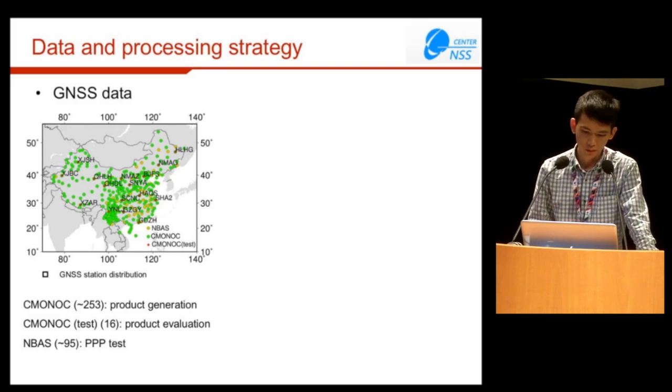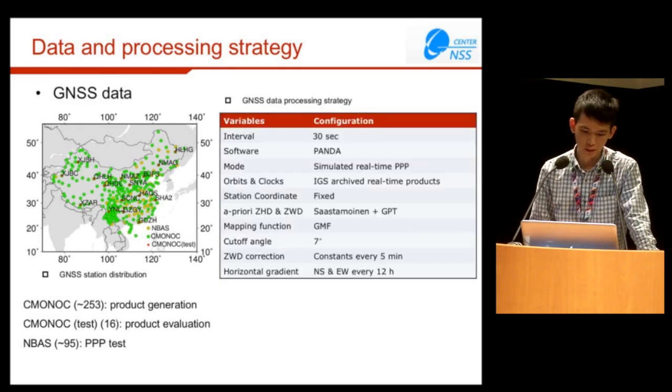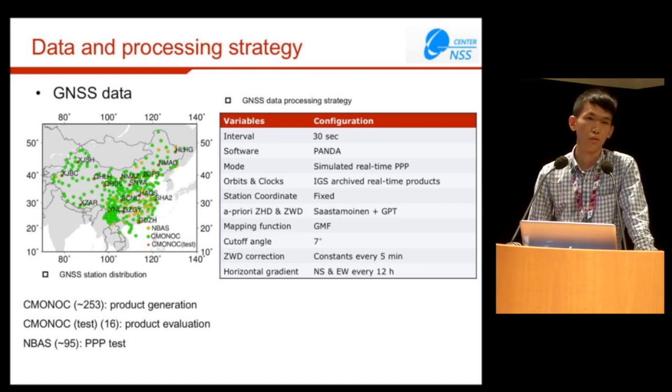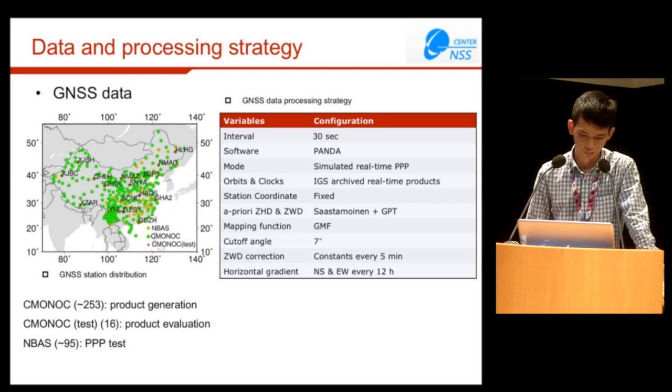This table gives the GNSS data processing strategy. The data are at 30 seconds and were processed by Panda software in simulated real-time PPP, which means the data are read from files instead of a real-time data stream. The IGS archived real-time products will be used.